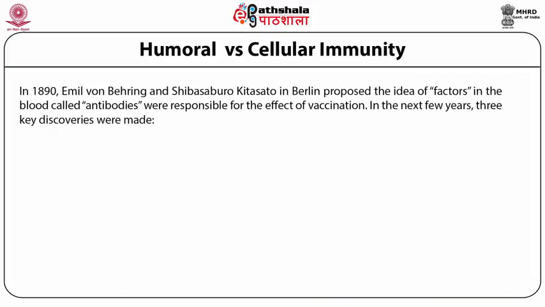In 1890, Emil von Behring and Shibasaburo Kitasato in Berlin proposed the idea of factors in the blood called antibodies, and they said that these were responsible for the effect of vaccination. In the next few years, three key discoveries were made.